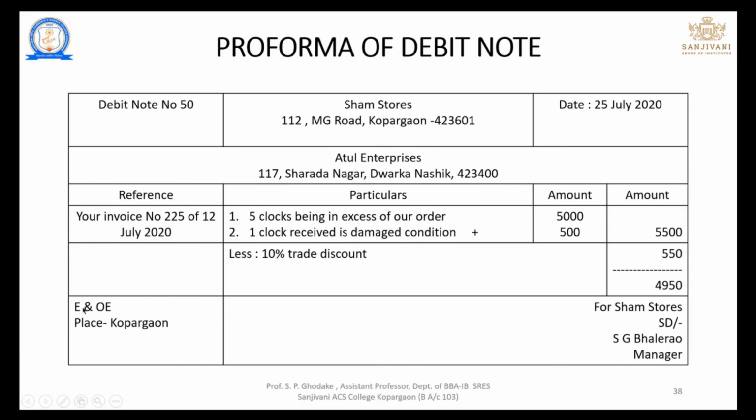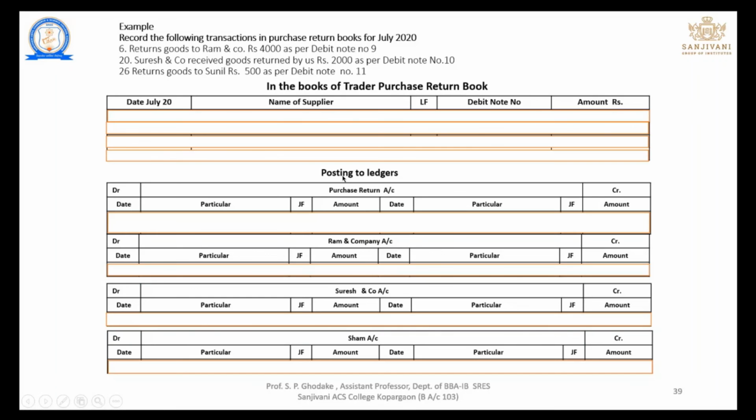Here the E and OE is written, and for the owner there must be a signatory authority, that is SG Bhalera, manager. You can give it as per your need. So this is the pro forma of a debit note, and in this form we have to send it along with the goods we are returning to the supplier. Now as you are clear about the pro forma, we'll see one example.